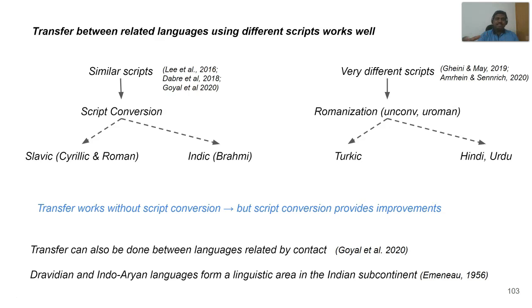What I also want to emphasize is that transfer can also be done between languages which are related by contact. Say Hindi, which is an Indo-Aryan language, can serve as a good parent for Tamil, which is a Dravidian language, within the Indian subcontinent linguistic area.